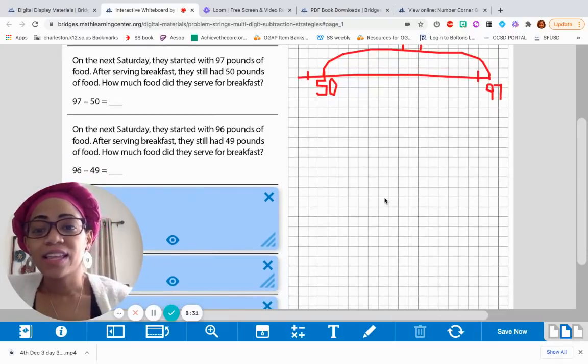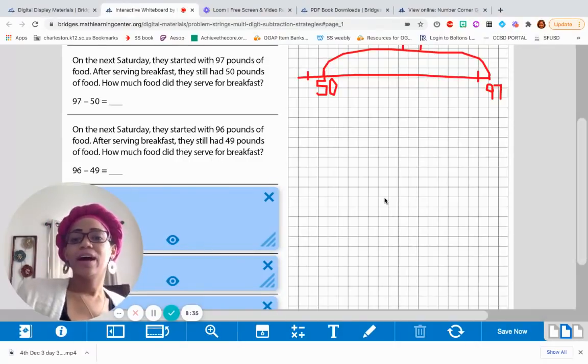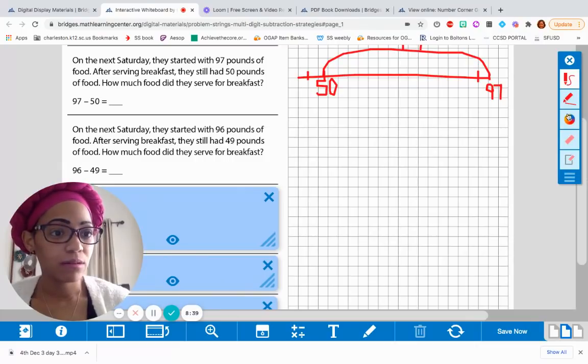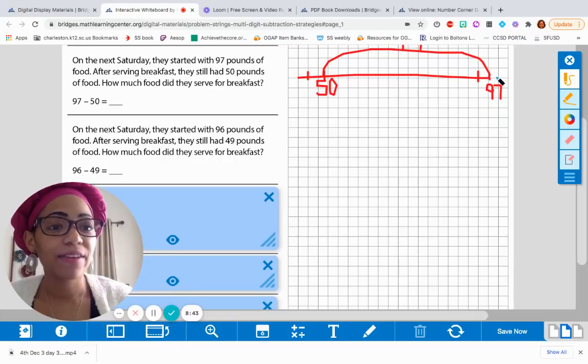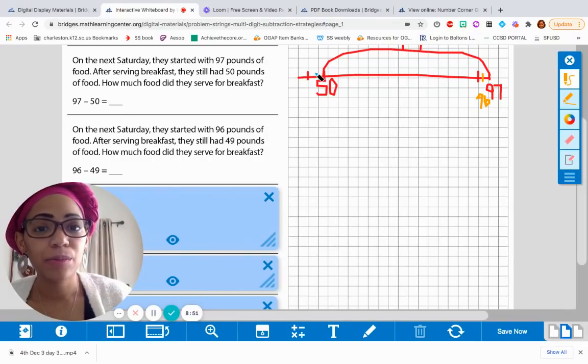Let's see what happens with the third problem. On the next Saturday, they started with 96 pounds of food, and then they still had 49 pounds of food. So how much did they serve now? I'm going to change the color. I'm going to use my very same number line. Here will be my 96. And here will be my 49.